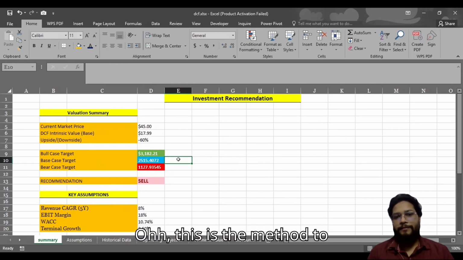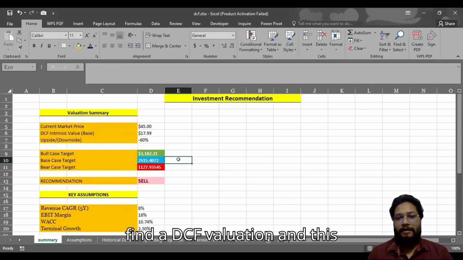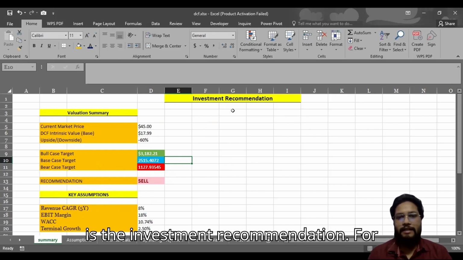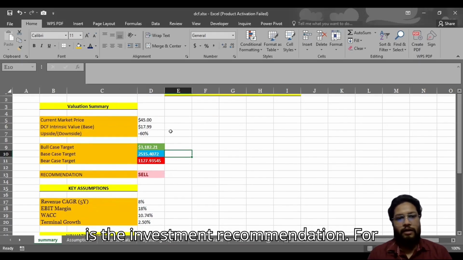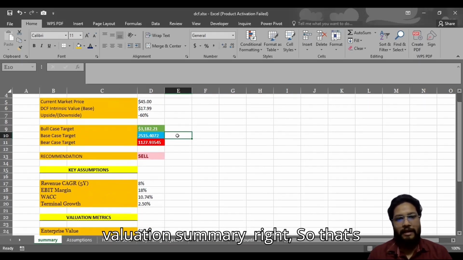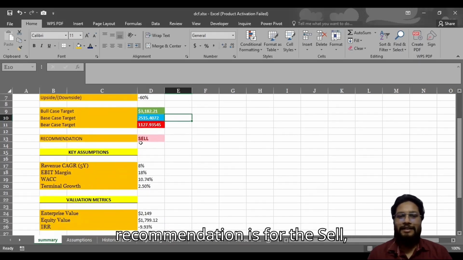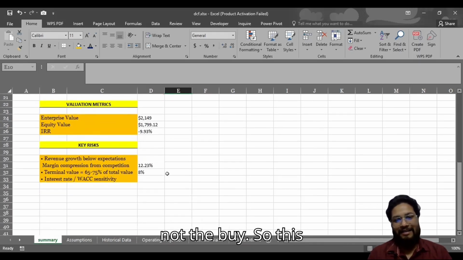So this is the method to find a DCF valuation, and this is the investment recommendation for the valuation summary, right? The recommendation is for a sell, not a buy.